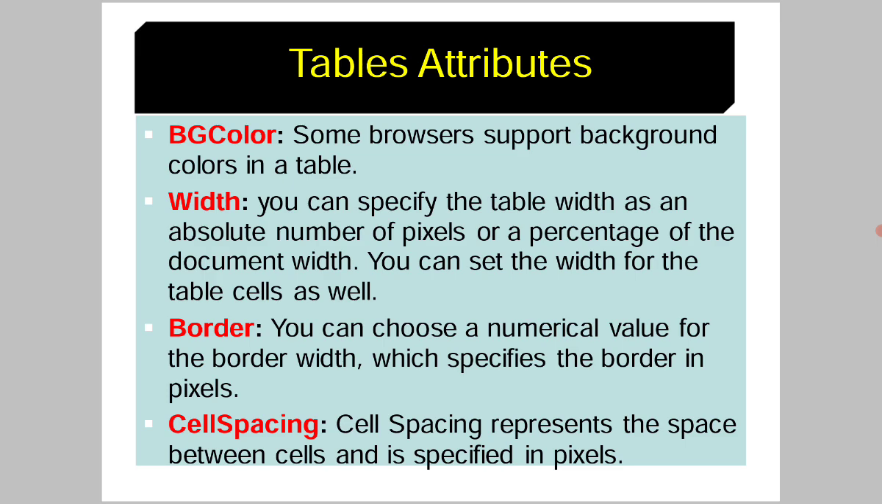So generally in a table, what is cell spacing? Cell spacing is generally measured as the distance from one cell to another cell, taking from the center of the cells. That is called cell spacing. So cell spacing is nothing but the distance from the center of one cell to the center of the adjacent cell.